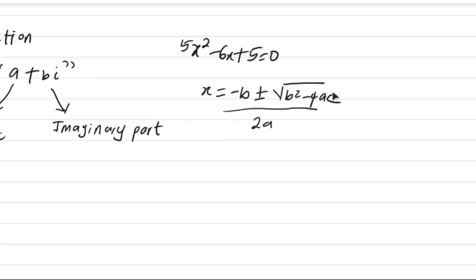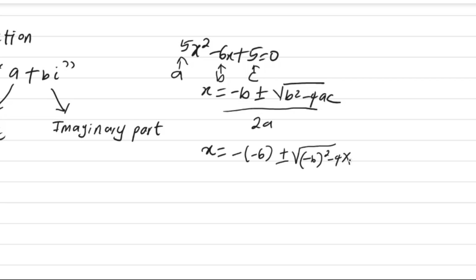Now what this means is that our a from this quadratic equation is equivalent to 5, our b is equivalent to minus 6, our c is equivalent to 5. So it means that x will give us minus b, that's minus 6, plus or minus square root of b squared, which is minus 6 raised to power of 2, minus 4 times our a, which is 5, times our c, which is also 5. Now this is divided by 2 times a, which is 2 times 5.